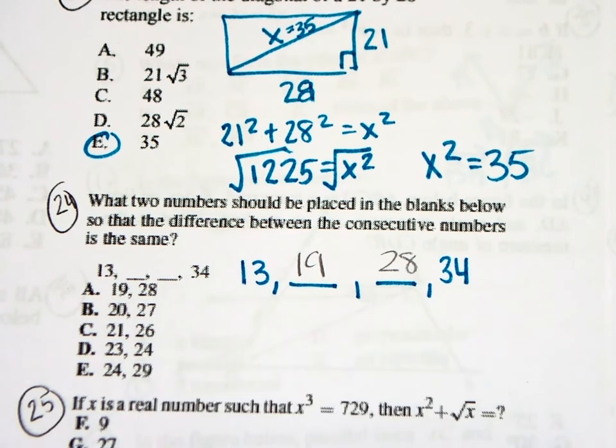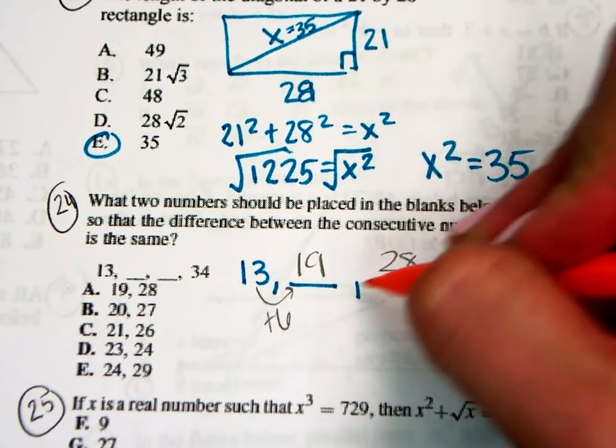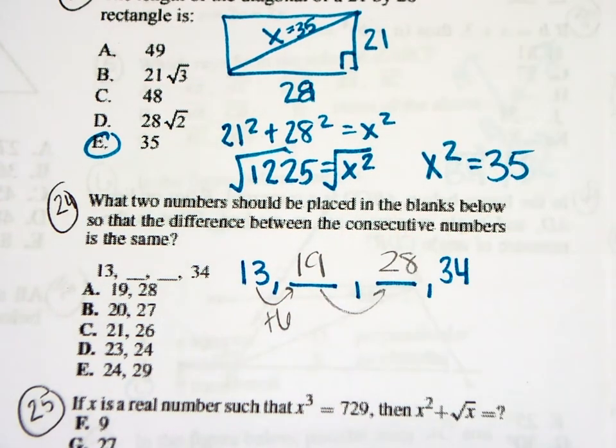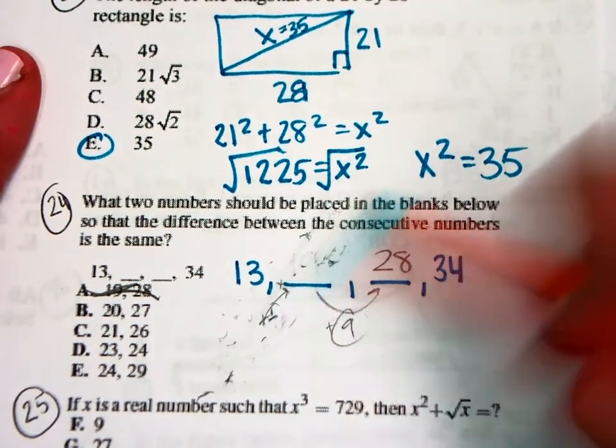19 minus 13 is 6. So to get from here to here, I would add 6. To get from 19 to 28, I would not be adding 6. I'm actually adding 9. These numbers aren't identical, so A is out. So now I'm just going to plug in my next choices.